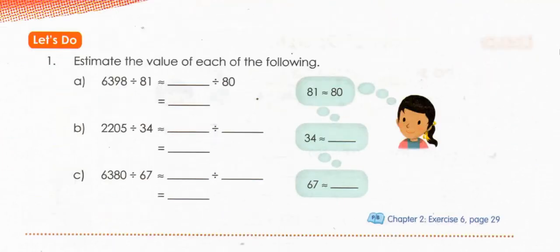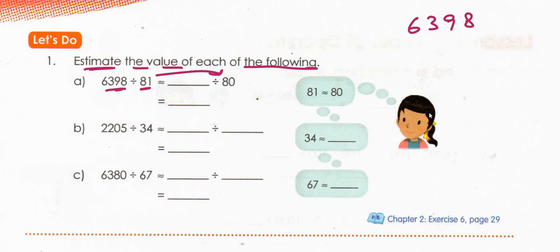There is nothing else. Estimate. Here it is given, estimate the value of each of the following. 81 you have taken as 80. Fine. And now you just check this 6398. You just check in the 8 table whether you get this 63 or not. This 98: 8 8s are 64. So you can take this estimation as 6400.